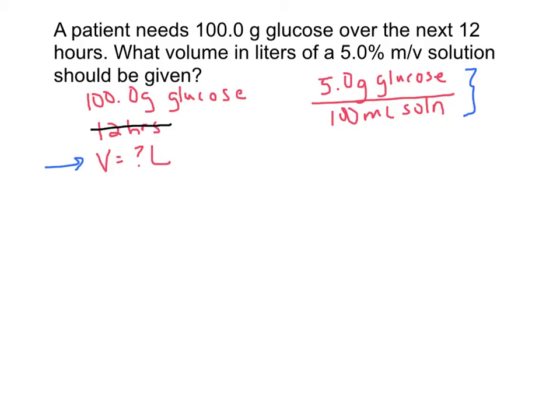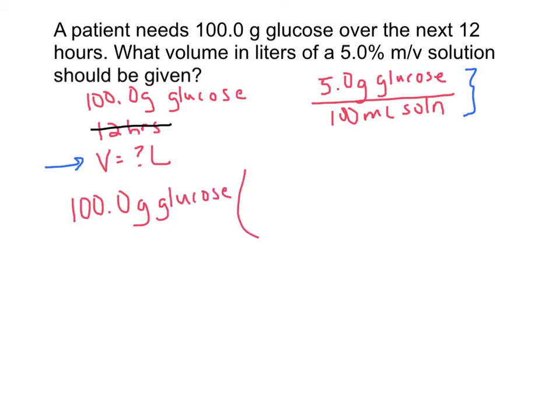So if you're not sure where to start and you see a number that only has one unit with it, not a compound unit like I see here, I'm going to start with the number that only has one unit with it. So I'm going to start with 100 grams of glucose.